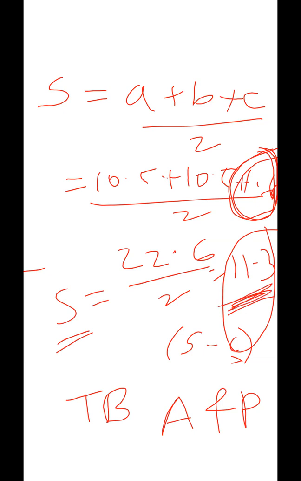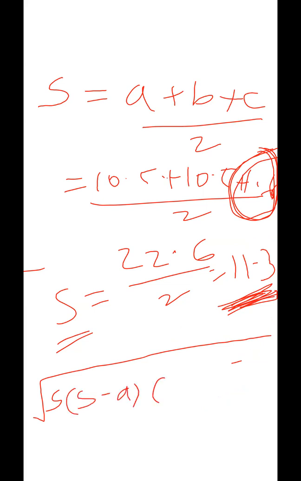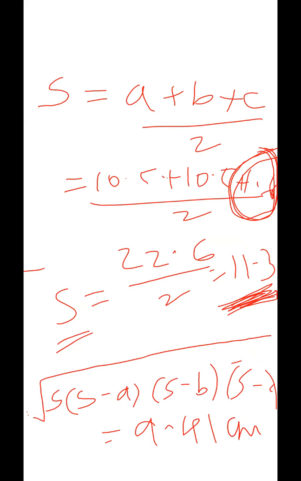Now, once you have the value of S, that is 11.3, use the formula which I gave you. I'll write the formula again: S, S minus A, S minus B, and S minus C. Then you can use a calculator here. I guess Akshay sent me the answer. His answer is 9.4152221 centimeter square. Let's say you are getting 9.41 centimeter square.